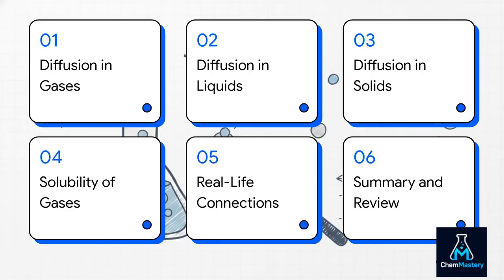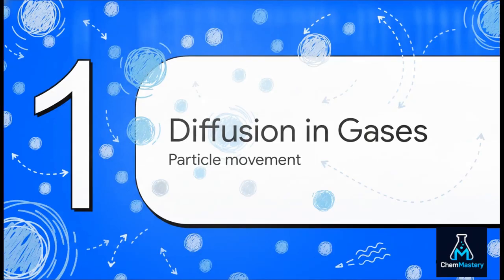Here is our roadmap for this explainer. We're going to hit 1. Diffusion in gases. 2. Diffusion in liquids. 3. Diffusion in solids. 4. Solubility of gases. 5. Real-life connections. And then we'll wrap it all up with a summary and review. Let's go! All right, kicking things off with Section 1, Diffusion in gases.